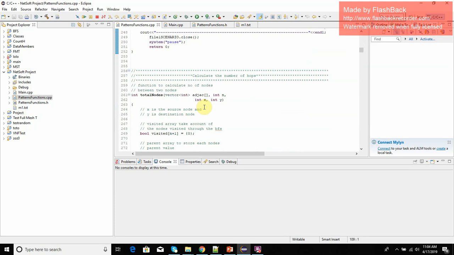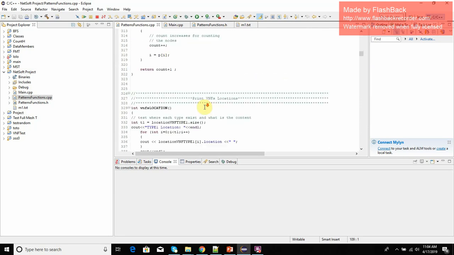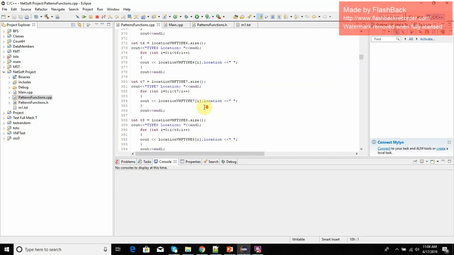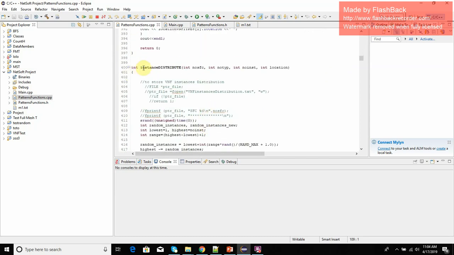We used a breadth first search here to visit all the POPs. After that, we use the union disjoint method to calculate the number of hubs between VNF instances of the same type. We also have a function that is responsible for distributing the instances on the VNF types. The distribution will be done randomly.